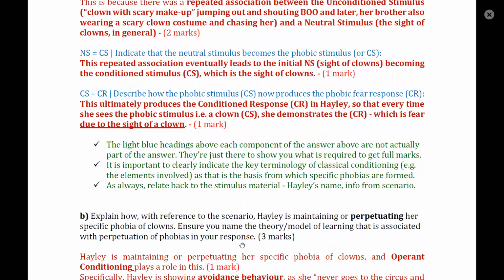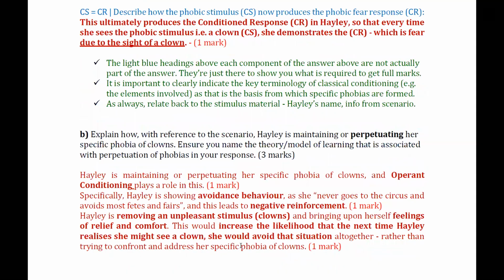All right, the second part of the question is: explain how, with reference to the scenario, Hayley is maintaining or perpetuating, so perpetuating always means how we maintain a specific phobia, of clowns. Ensure you name the theory or model of learning that is associated with perpetuation of phobias in your response. So there's only one theory of learning that's ever associated with the maintenance of a specific phobia, and that is operant conditioning. So you name that and you've got 1 mark already.